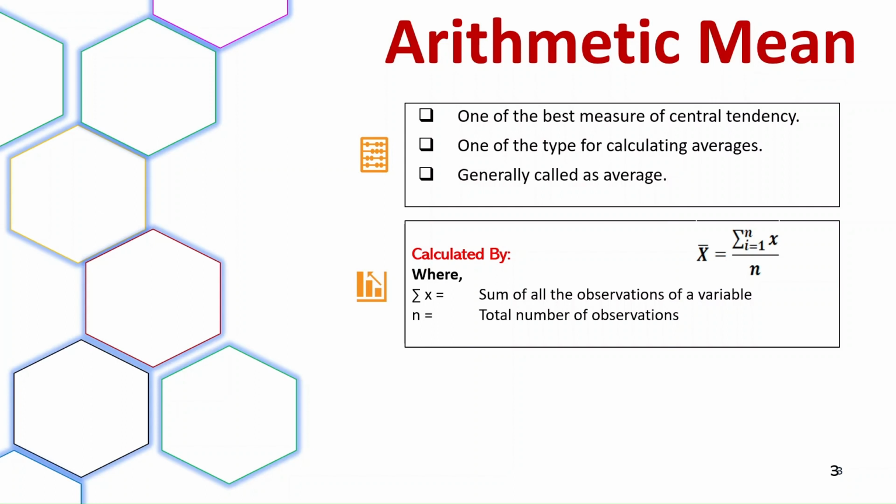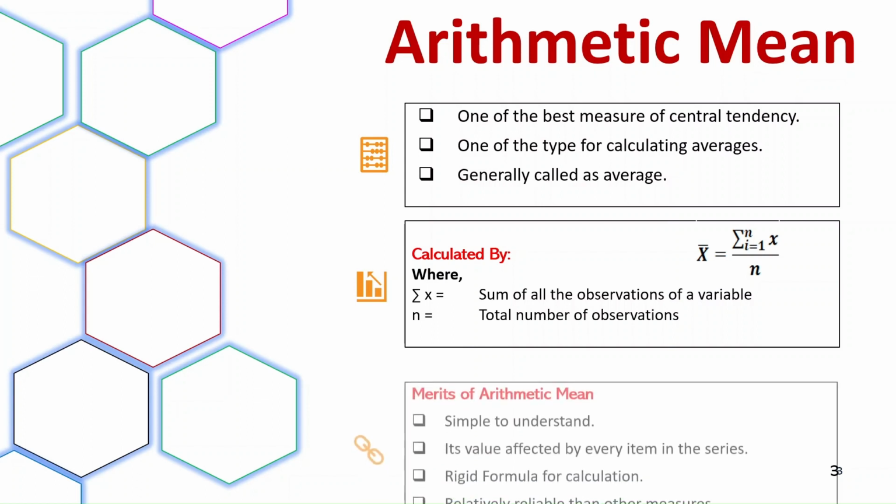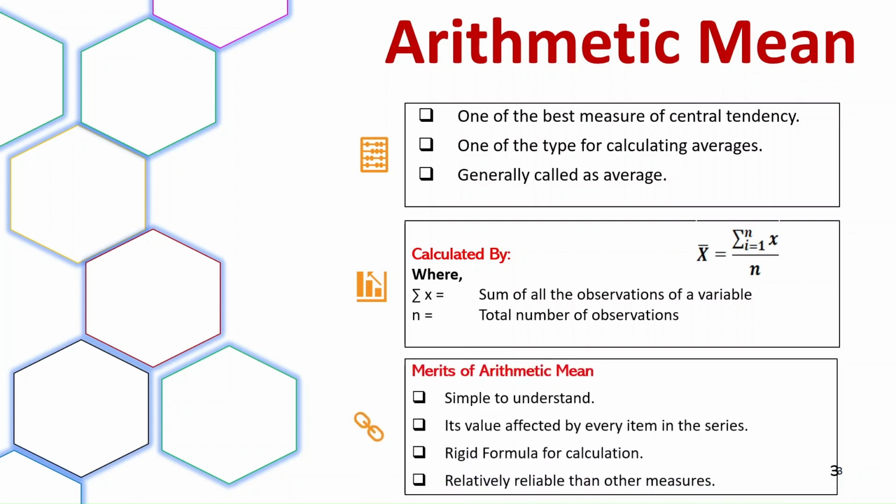calculating averages. Generally, arithmetic mean is calculated by the formula shown here, where x bar represents the average, summation of x represents the sum of all the observations of a variable, and n is the total number of observations. Arithmetic mean is the most simple and rigid method that considers all of the observations for calculating its value.